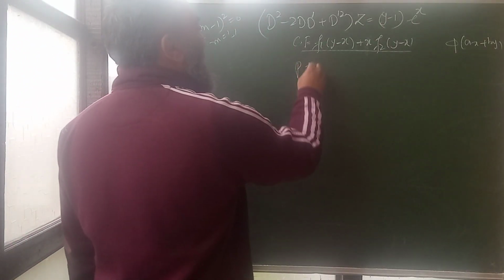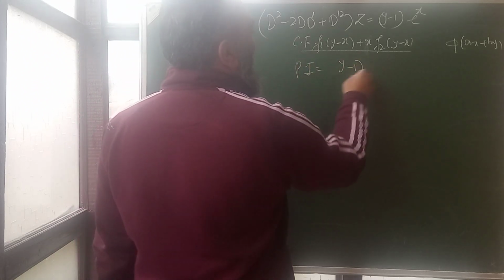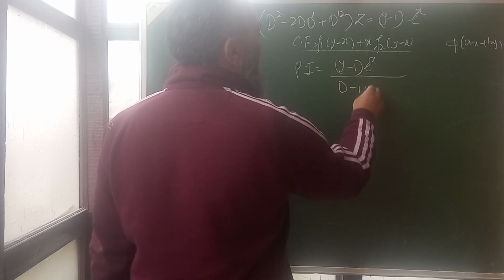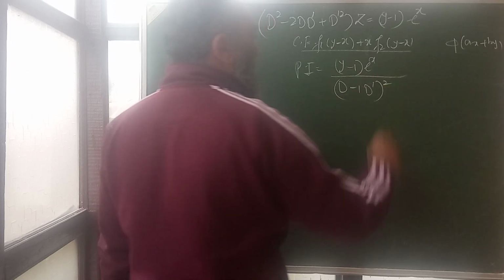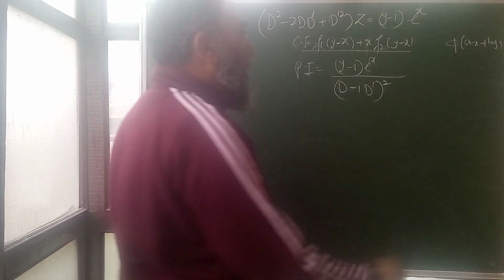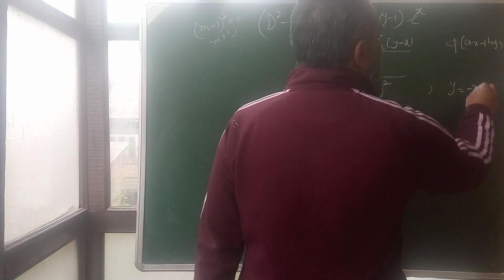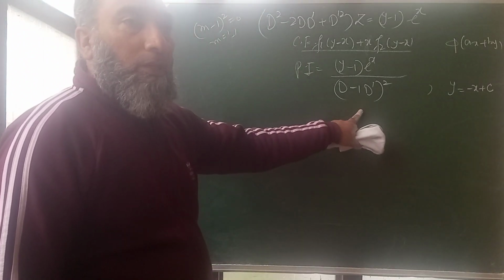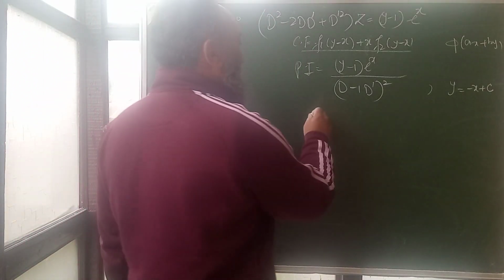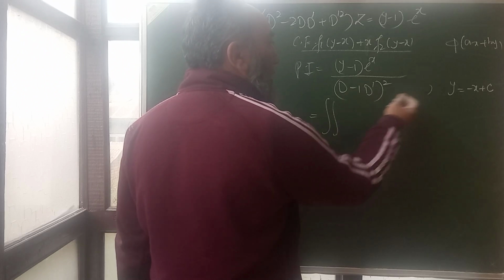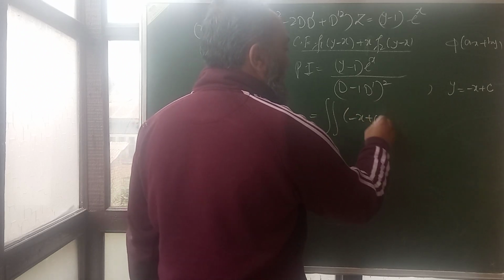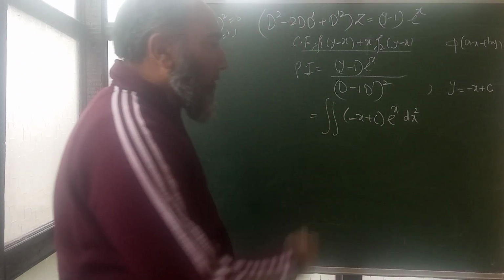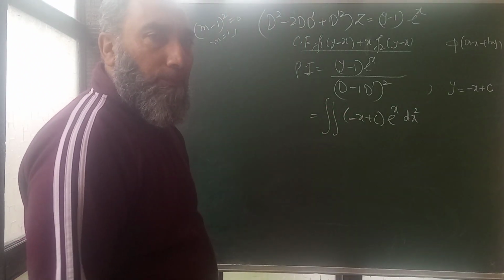So the particular integral is y minus 1, e raised to the power x, divided by d minus 1 d dash whole squared. So m is 1, so I have to replace y by minus x plus c. This is repeated, so I will write the integral twice. Okay, this is the integral where y is replaced by minus x plus c, e raised to the power x, dx twice. Now this is very simple, you will do it. Will you?